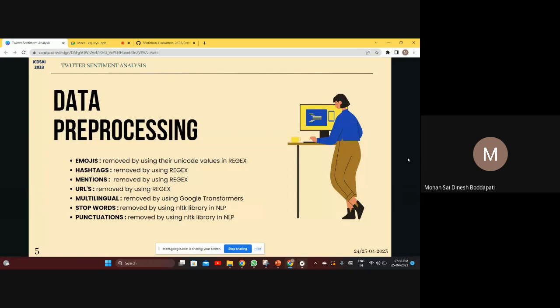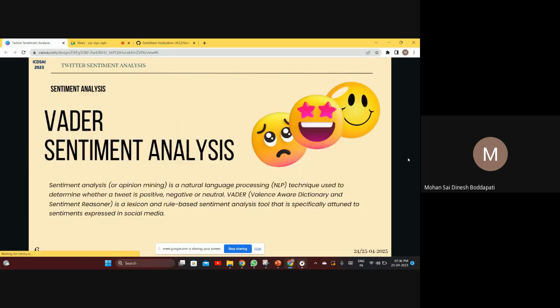The extracted data may contain emojis, hashtags, mentions, URLs, multilingual data, stopwords, punctuations, and much more noisy data. Because of this noisy data, we cannot build a model, and the model cannot train well. So we have pre-processed the data by using regex and other NLTK libraries in Python.